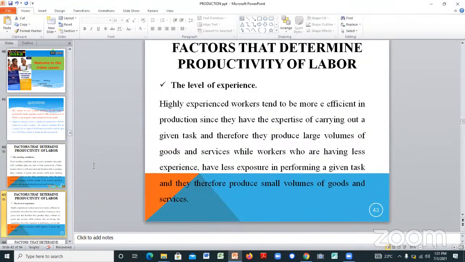So the other point you can look at is level of experience. You look at those people that are experienced. They can actually work for longer hours and they can produce more commodities. So they are more efficient and that will lead to high productivity. But if your level of experience is very low, the level of productivity will also be low.